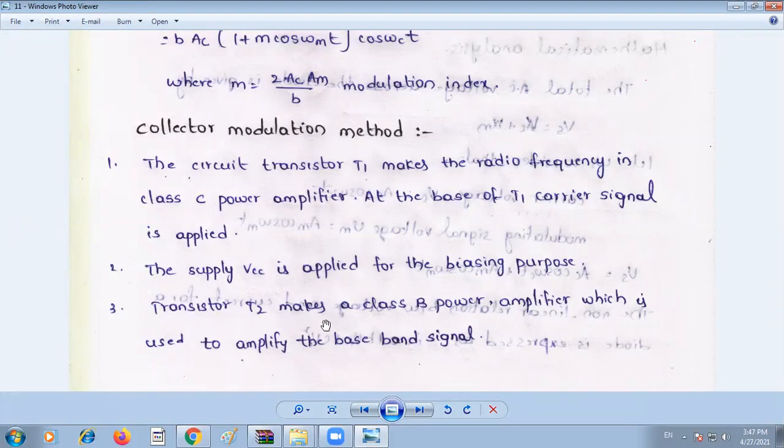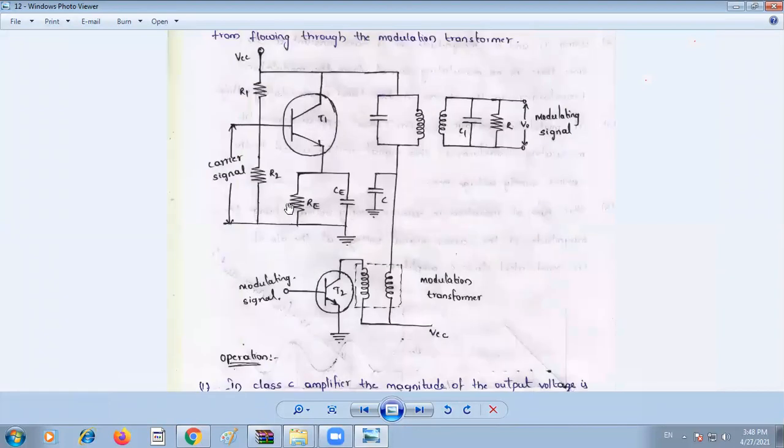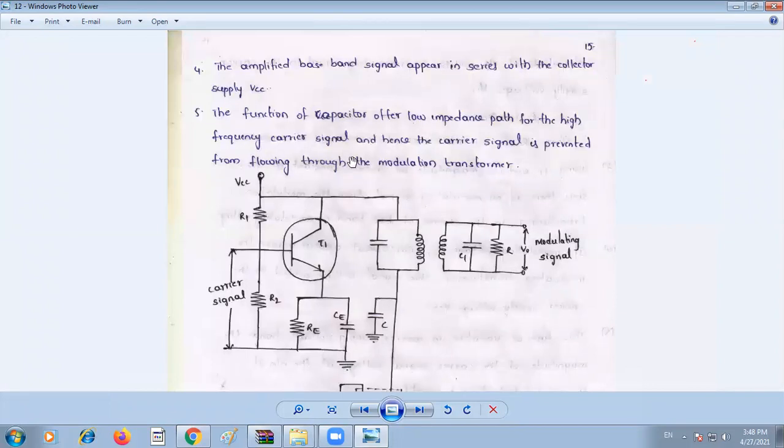And the transistor T2 works as a class B power amplifier, which is used for amplifying the baseband signal. T1 is used for the carrier signal, and T2 is used for the baseband signal. The amplified baseband signal is applied in series with the collector supply VCC.